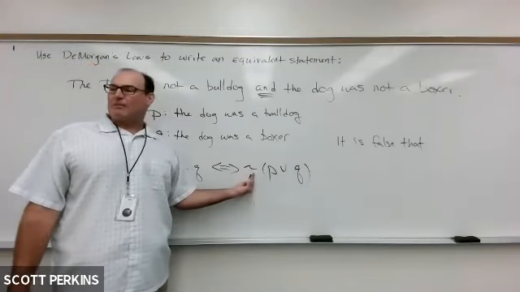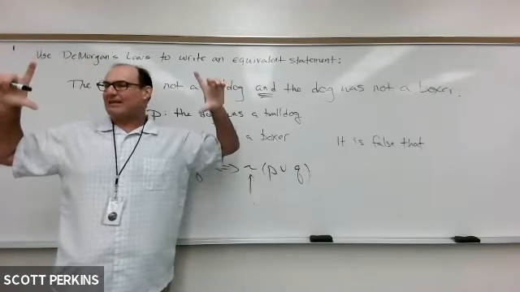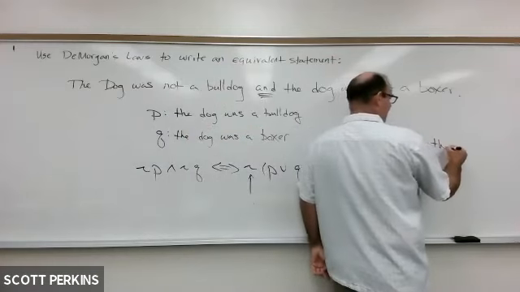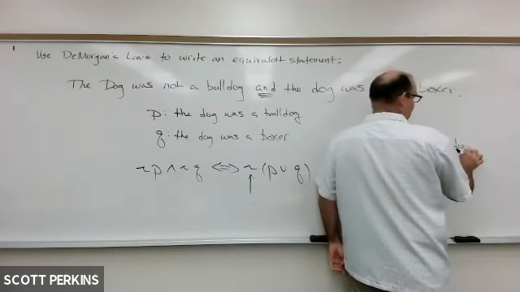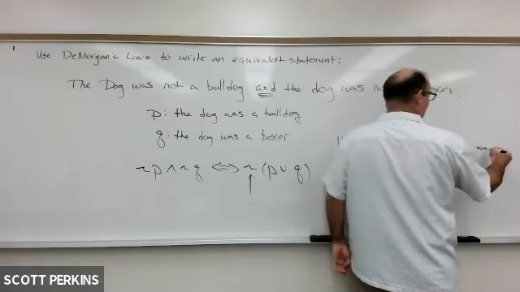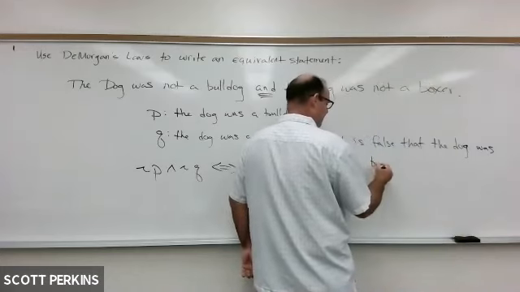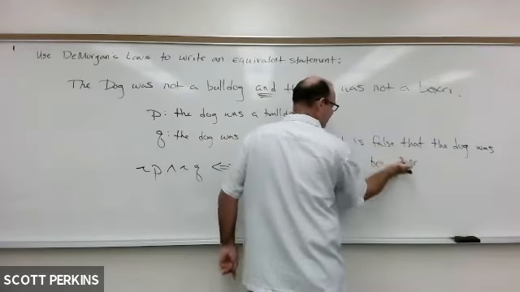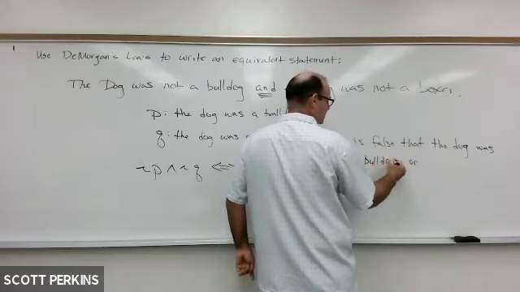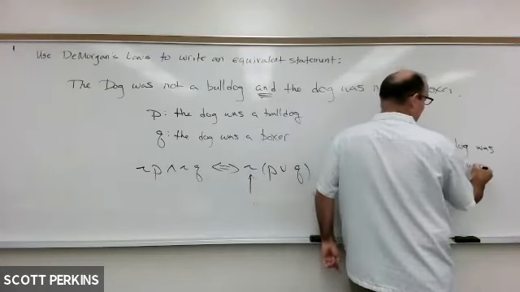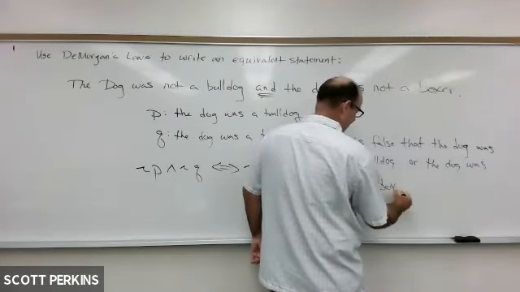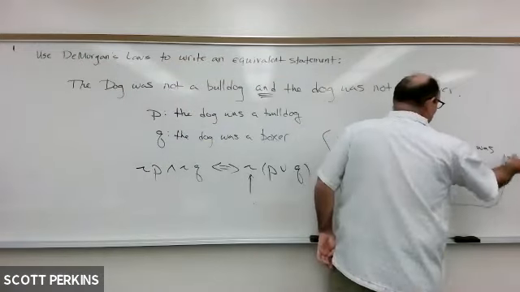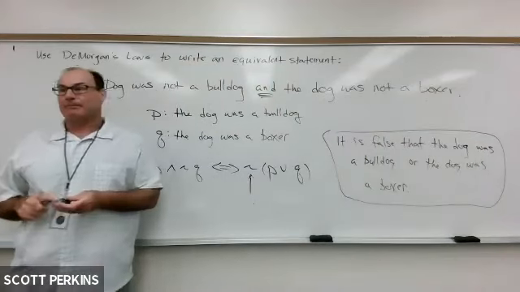So the words, it is false that, represent this squiggly in front of the parentheses. It's saying everything that comes after this is false. And so now, P or Q. P is the dog was a boxer. Sorry, I got the wrong dog. Too many dogs. Bulldog was the first dog. That statement there has the same logical meaning as the statement that we were given at the very beginning. That's the answer to the problem.